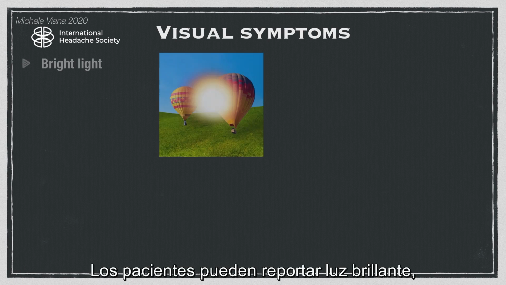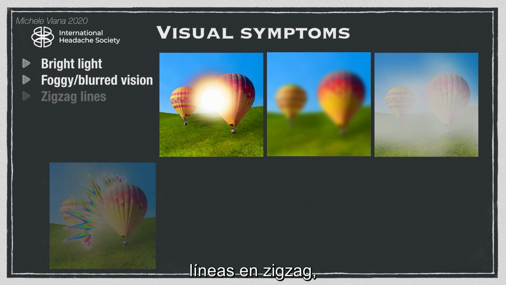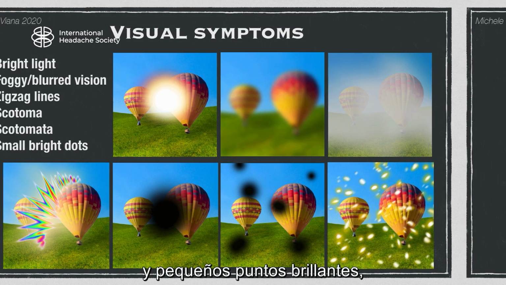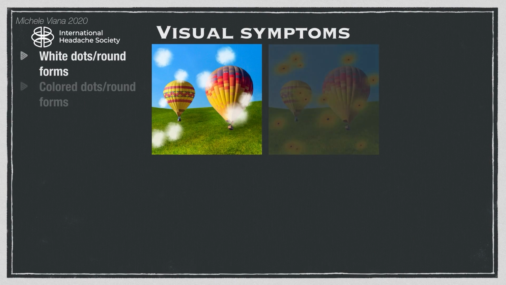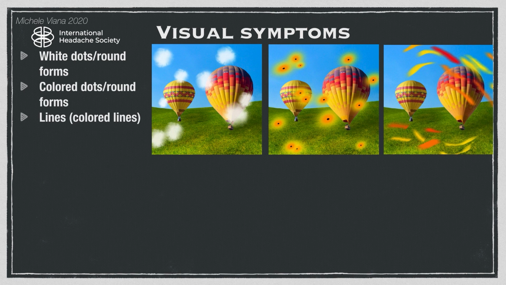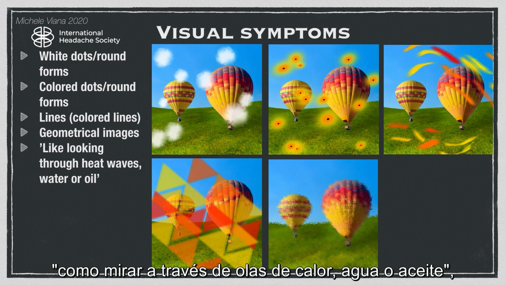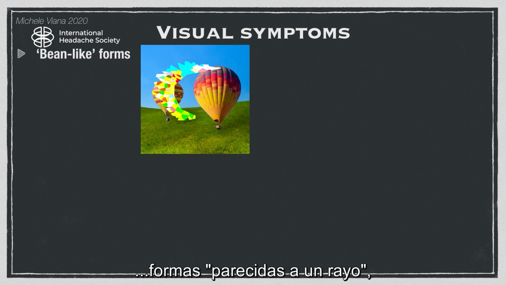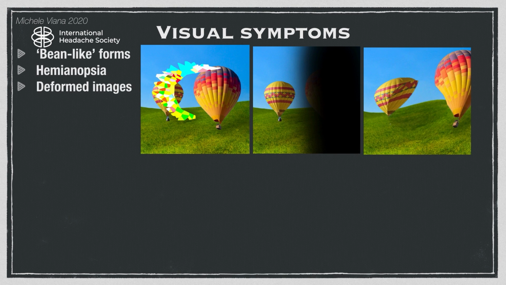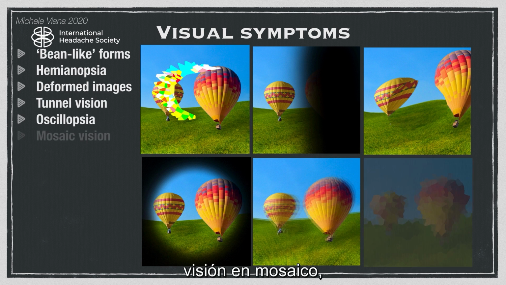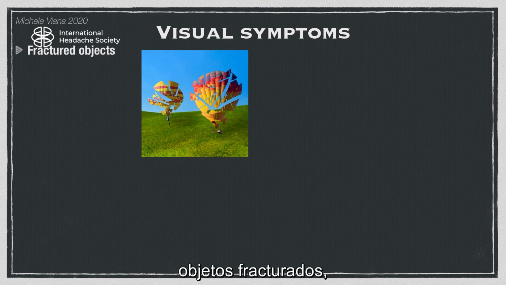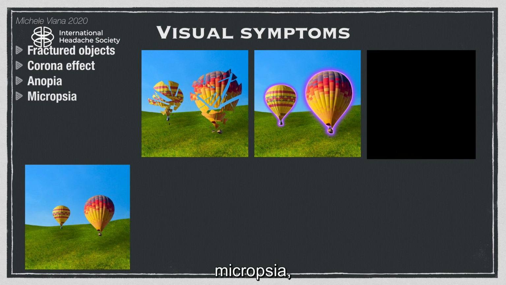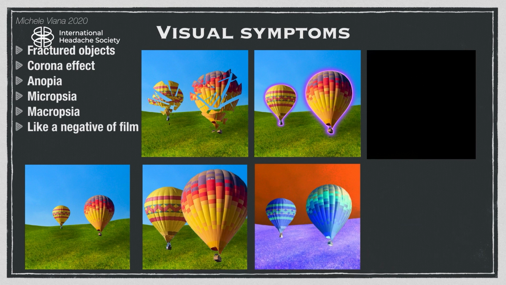Patients can report bright light, foggy blurred vision, zigzag lines, scotoma, scotomata, several scotomas, and small bright dots. White dots, round forms, colored dots, round forms, lines, geometrical images, like looking through heat waves, water, or oil, and visual snow. Being-like forms, hemianopsia, deformed images, tunnel vision, oscillopsia, mosaic vision. Fractured object, corona effect, an extra edge around objects, total blindness, micropsia, macropsia, like a negative film, and complex hallucinations.